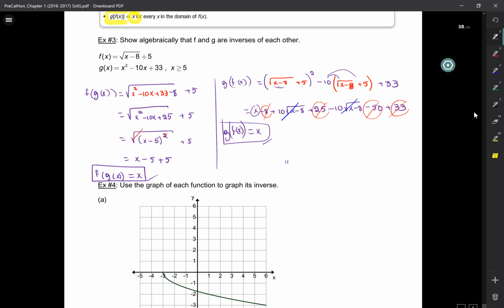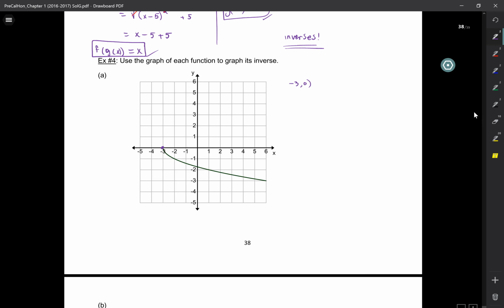All right, last but not least, if you have a graph, how would you use that to graph its inverse? Well, pretty straightforward. Remember what we said is that between the graph and its inverse, the coordinate points are switched. So what we do is we pick some representative points. So for example, this one here is negative 3, comma 0. This one here is negative 2, comma negative 1. And I try to pick points that are integer values. This one here is 1 comma negative 2.